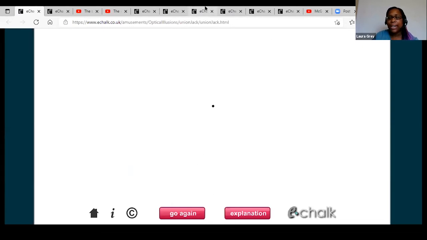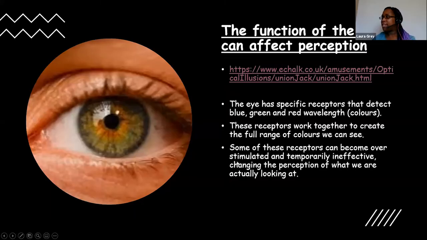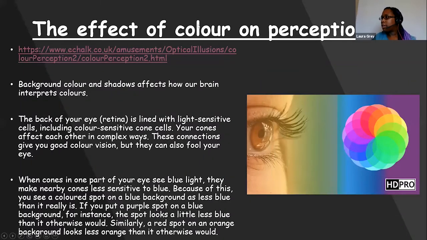Okay, so I'm just going to change screens again. So if I go back to this one, you should be able to see the PowerPoint now. So I've got a few more of these for you to have a go at. I'm just going to have a quick look.